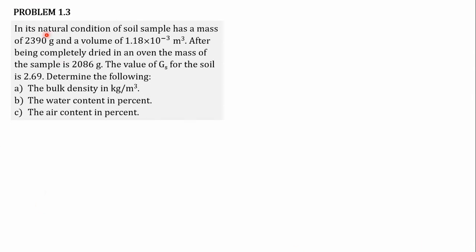Okay, ito yung third problem natin. In its natural condition, a soil sample has a mass of 2,390 grams and a volume of 1.18 times 10 to the power of negative 3 cubic meter. After being completely dried in an oven, the mass of the sample is 2,086 grams. The value of Gs, or specific gravity of solid particles, for the soil is equal to 2.69. Determine the bulk density in kilogram per cubic meter.